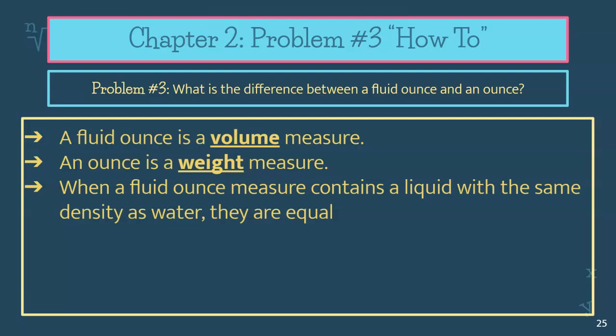When a fluid ounce measure contains liquid with the same density as water, they are equal. However, with that being said, most things have different densities. So a fluid ounce of water weighs 8 ounces exactly. Easy. But most other things have different densities.